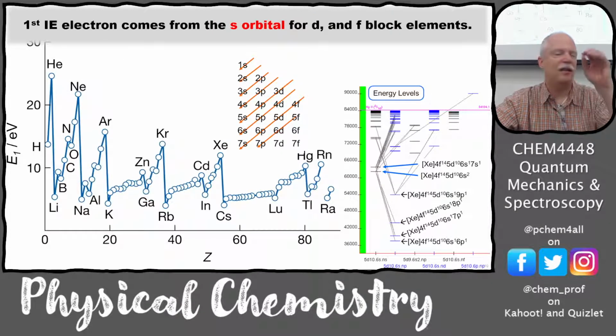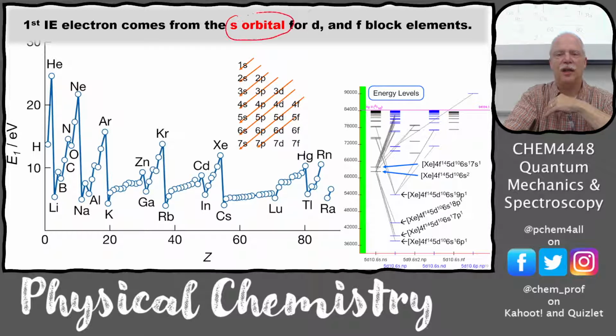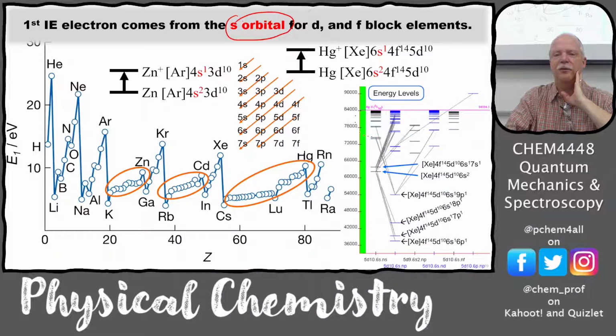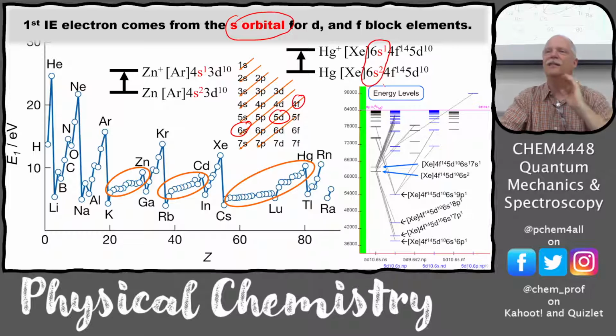Last trend, and we're out of time, but let's finish this up. This first ionization electron comes from the s orbital for d and f block elements. So here's a Grotrian diagram, an actual one from the NIST database. And so for xenon, we typically have this: if we were to do mercury, we'd have xenon core, 6s2, 4f14, and 5d10. And we would write them in this order according to the Aufbau filling scheme, 6s, 4f, and 5d. But these are the electrons that actually get ionized or moved around.